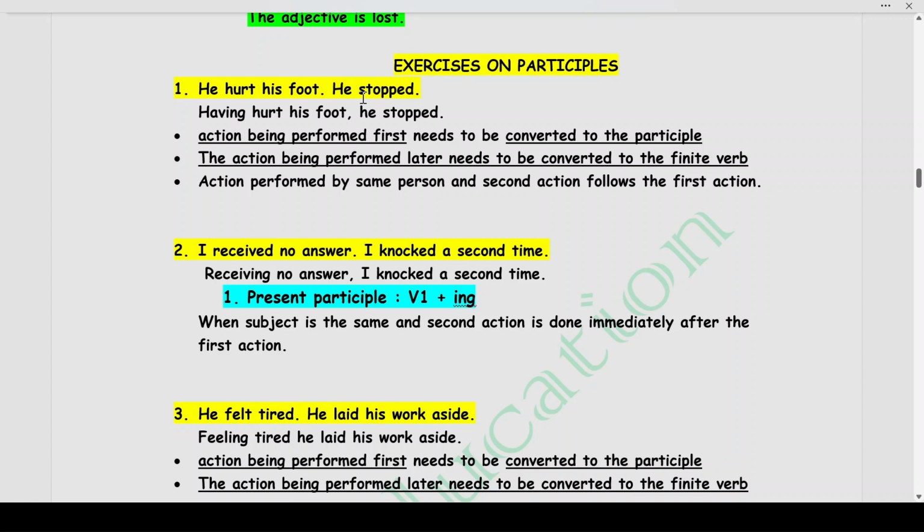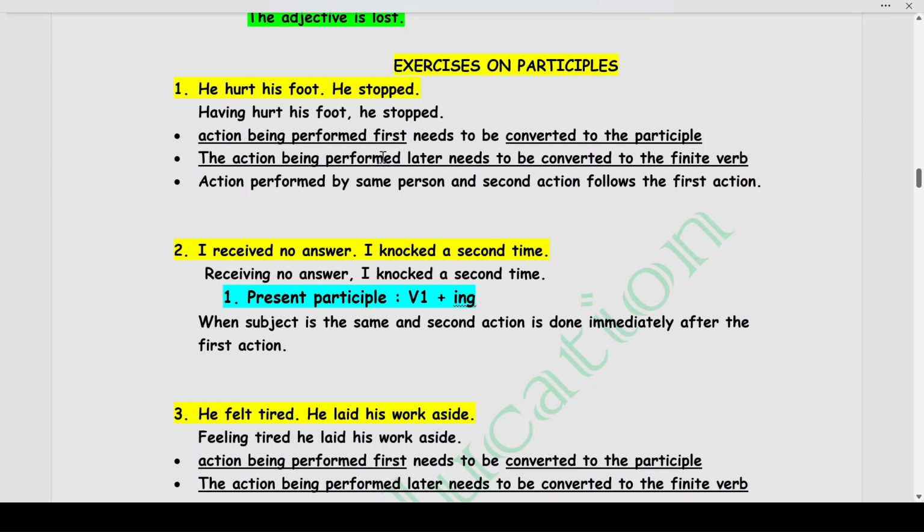And the verb in the second action takes the finite verb form, like we have told. Which is the action being performed first? His hurting his foot. So it needs to be converted to the participle form. So having hurt his foot, and the action being performed later needs to be converted to the finite verb. So he stopped. The action is being performed by the same person, and the second action is following the first action.